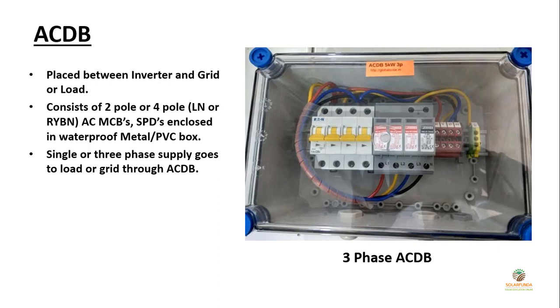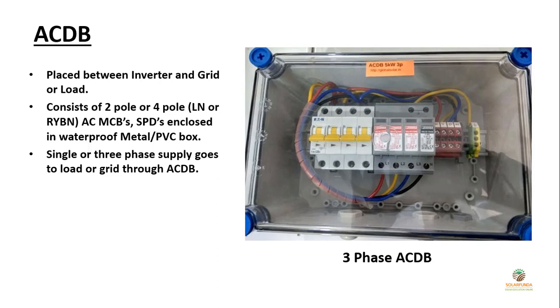Coming to AC-DB. AC-DB is placed between inverter and grid. It consists of two pole or four pole. If it is a single phase, there will be a line and neutral. And if it is three phase, there will be RYB and neutral. There is also the SPD, and these are all enclosed in a waterproof metal or PVC box. On this grid system, single or three phase supply from the inverter goes to the load through AC-DB.